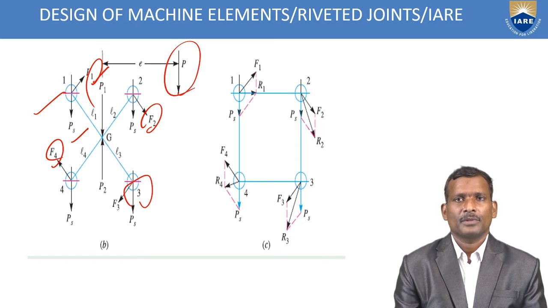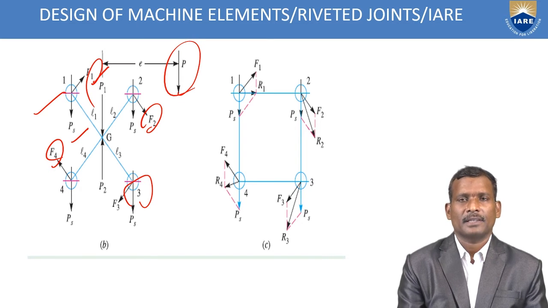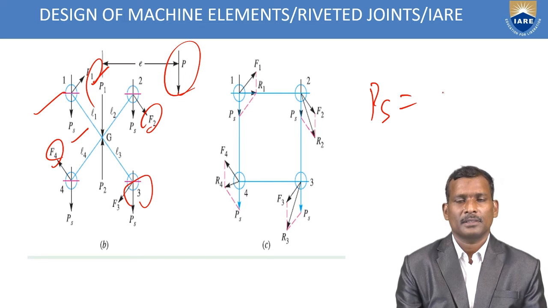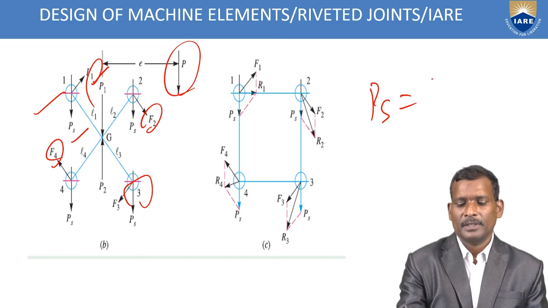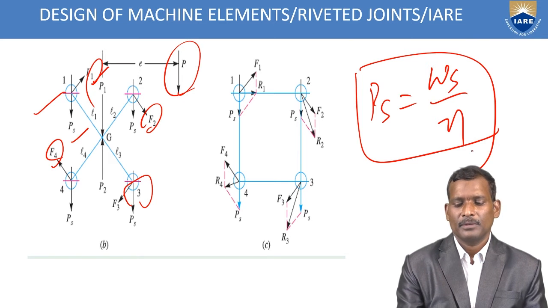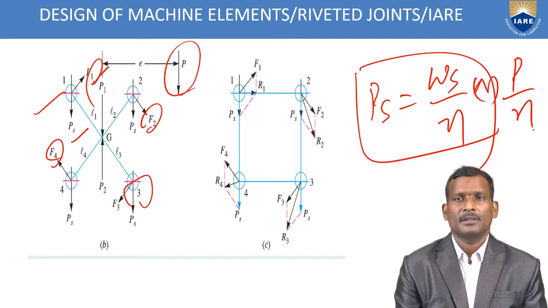Clear? Ps is the direct shear load. You can calculate the direct shear load, the shear force, as equal to the load divided by the number of rivets. Suppose here the number of rivets is 4, so the load is Ps equals P by n. Here the load P is given and the number of rivets, so you will get the direct shear stress.